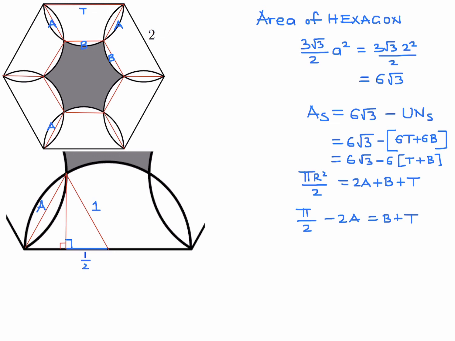Now, even if you didn't know that and you just want to call it h, you can easily figure out h. It'll be h squared plus 1/2 squared is equal to 1 squared. So h squared would be 1 minus a quarter, which is 3 over 4, and therefore h would be root 3 over 2.